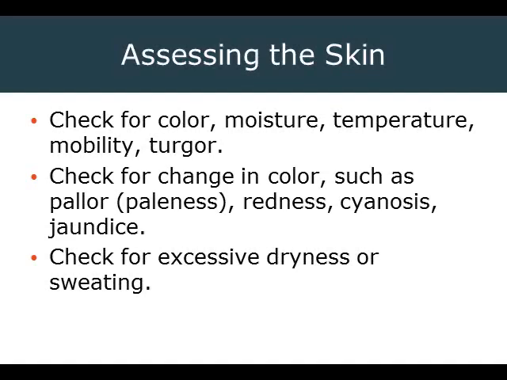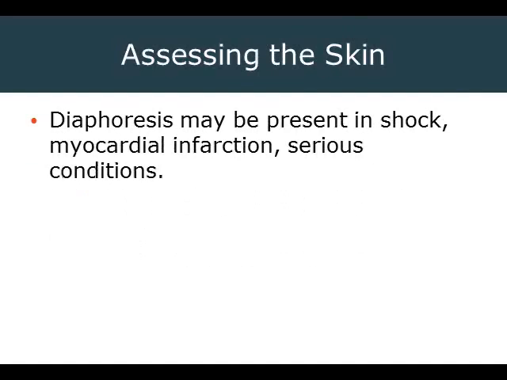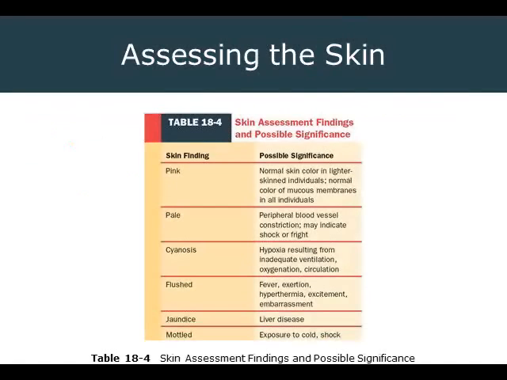So we're also looking for excessive dryness or sweating. Excessive dryness is not always a big deal, particularly in the wintertime, where a lot of people have very dry skin. With sweating, they may be diaphoretic, which is usually hot and sweaty, or they may be clammy, which is cool and sweaty. We have a couple more of those to talk about in just a second. Diaphoresis can be present in shock, as can clamminess, and in MI and other issues.